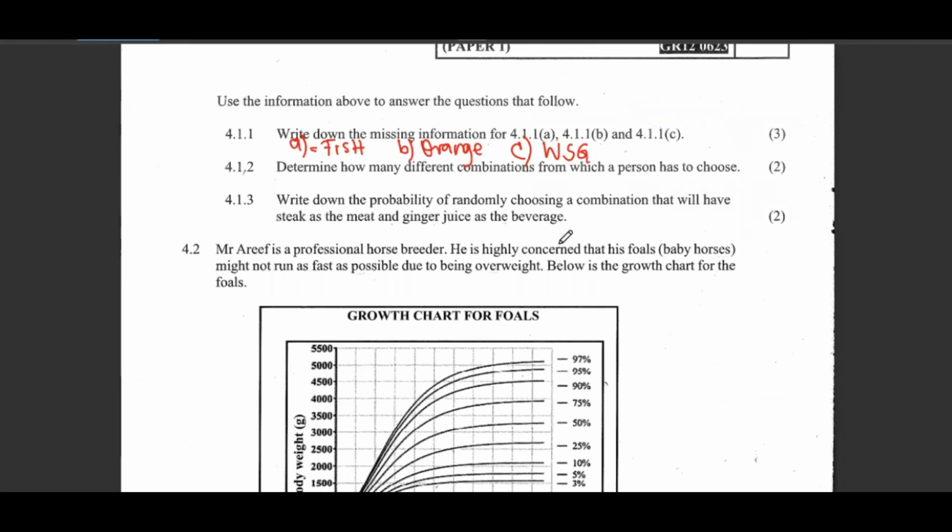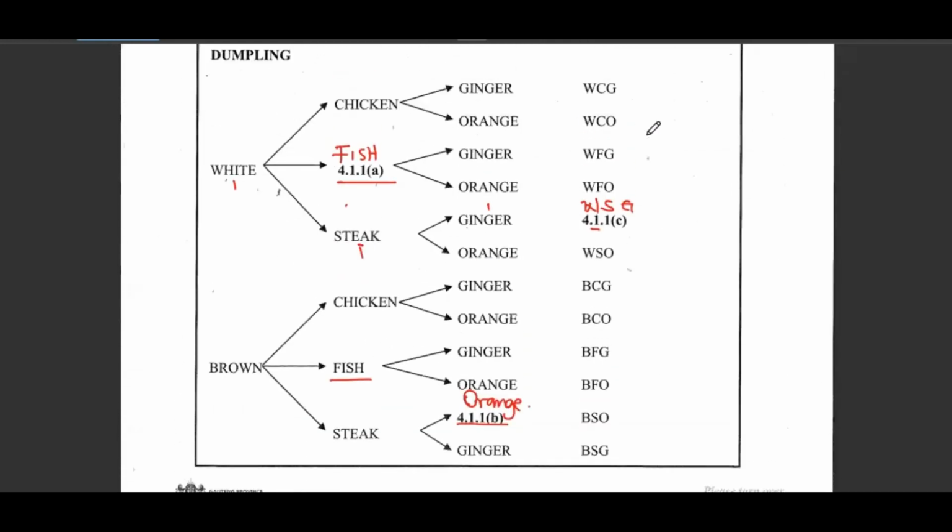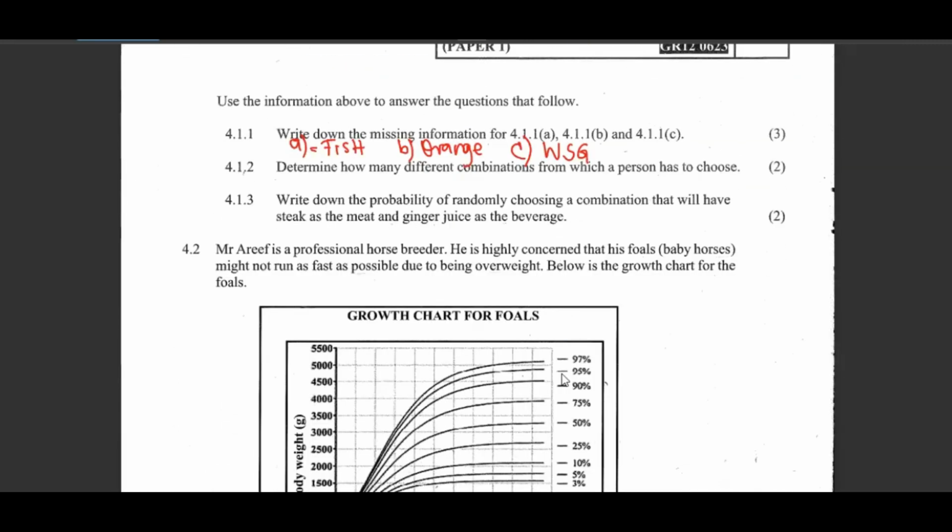Okay, determine how many different combinations from which a person can choose. So we just count them here. They're already here. Let's count, and you see we have 1, 2, 3, 4, 5, 6, 7, 8, 9, 10, 11, and 12. So the possible outcomes are 12.